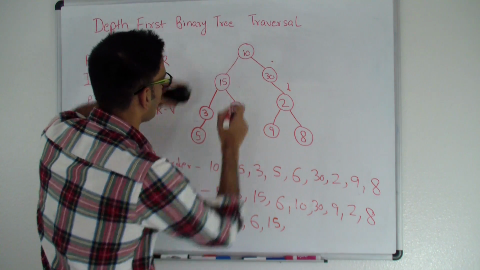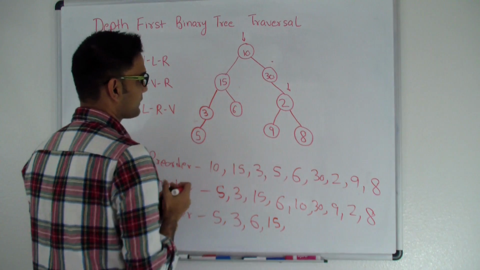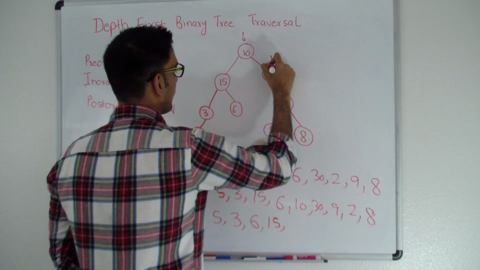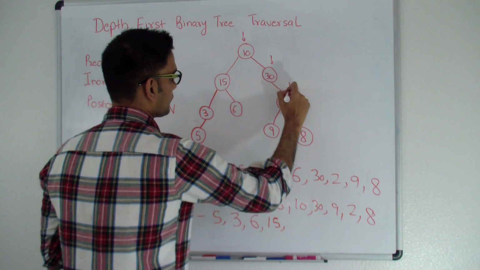And then I go back to 10. So for 10, everything on the left side is visited, but the right side is still not visited. So I go here to 30. For 30, left is not there, but right is there. So we go to right. So we go to 2.